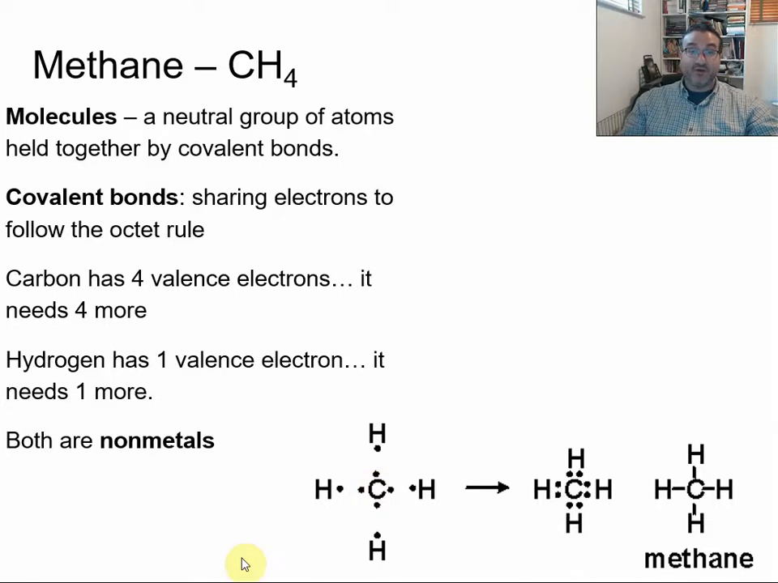In this diagram, we can see just the valence electrons involved. They bring the atoms together, they share the electrons, and we can abbreviate it as a single line instead of the dots for electrons, and that gives us the chemical methane. It's a very common hydrocarbon.